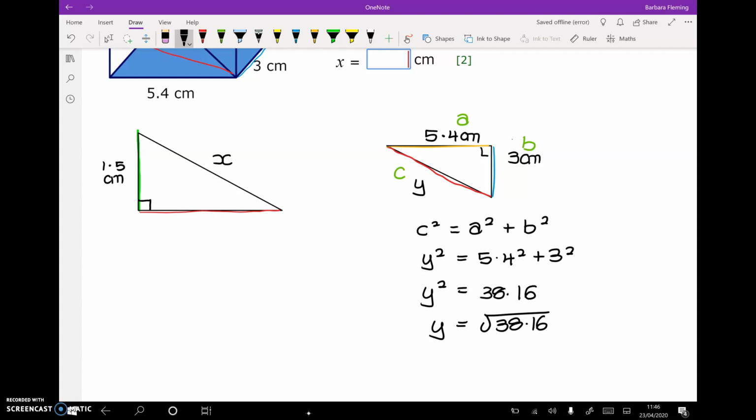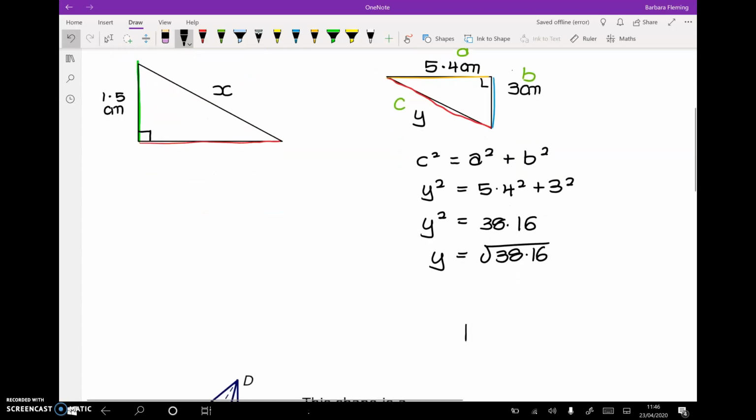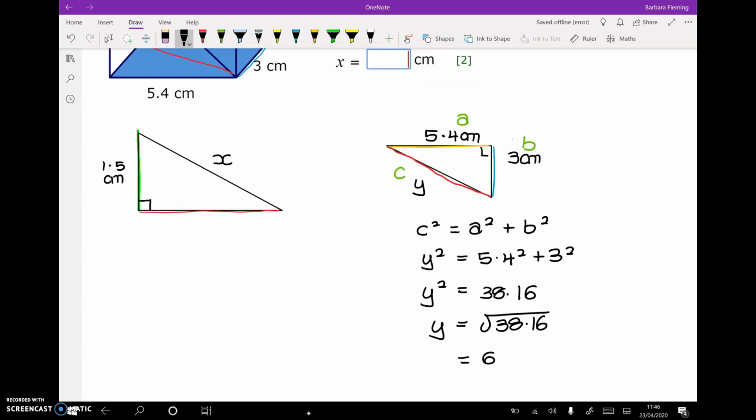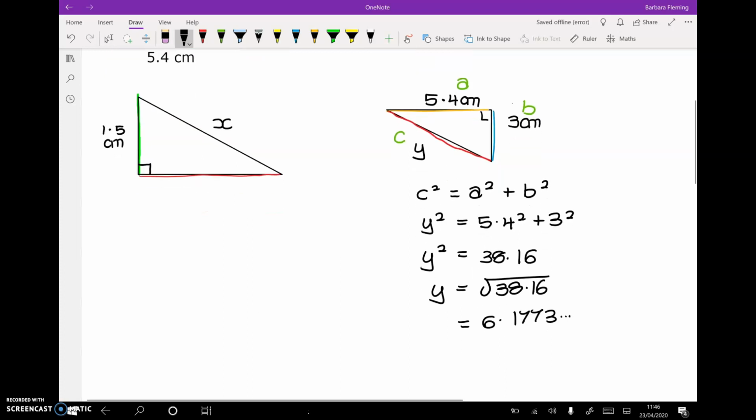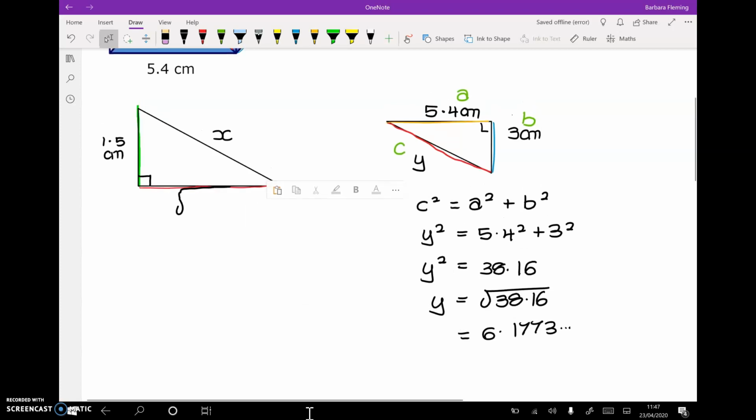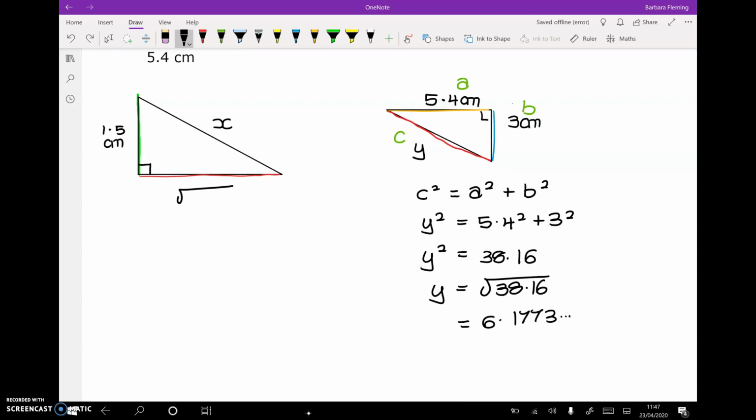Now, you could leave that as it is because it's exact, or you could press the square root in your calculator. But then you're going to get a long answer that you don't want to round. So it's up to you which one you want to do. 6.1773... But you'd have to keep that long in your calculator. Okay. Now, that's the length of our red line, so we can fill that in over here. So either that is the square root of 38.16 to keep that exact, or you could write your 6.1773... But it's nice to keep it exact.